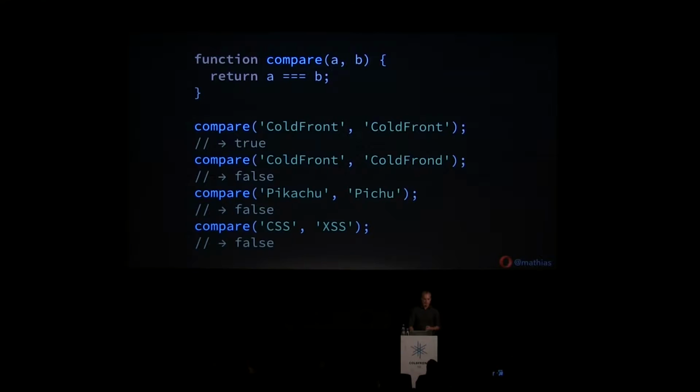Well, I promised I would talk about performance, so let's get some timing measurements up in here. So let's say the first example where the two strings are equal takes up about 1,000 microseconds to run. The second example where we compare ColdFront with a T at the end with ColdFront with a D at the end also takes up about 1,000 microseconds. However, if we compare Pikachu with Pichu, we get the result much more quickly. It only takes about 100 microseconds. And if we compare the string CSS with XSS, then suddenly we get a result in 200 microseconds. So there's a lot of differences as to how long it takes for this function call to complete, depending on the input strings that we feed it.